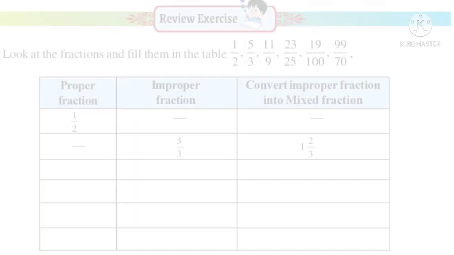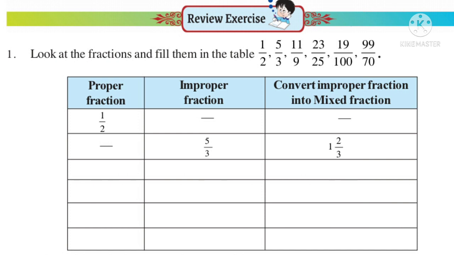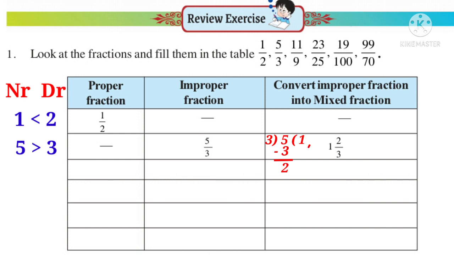Now let us do review exercise. First problem. Look at the fractions and fill them in the table. Write numerator and denominator. In the first fraction 1 by 2, numerator 1 is less than the denominator 2. So it is a proper fraction. Put it in proper fraction. In the second fraction 5 by 3, numerator 5 is greater than denominator 3. So put it in improper fraction. It is converted into mixed fraction by dividing 5 by 3. 3 ones are 3. By subtraction we get 2. So 1 2 by 3 is a mixed fraction.